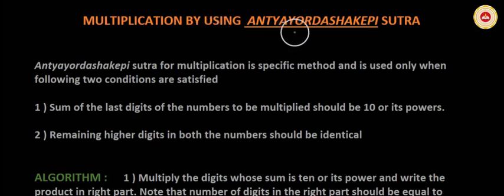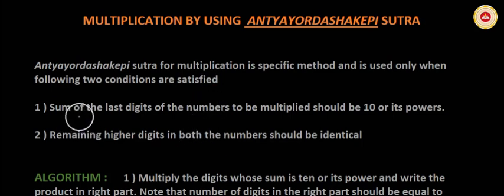Multiplication by using Antyor Dashakepi Sutra. Antyor Dashakepi Sutra for multiplication is a specific method and is used only when the following two conditions are satisfied. Friends, this is a specific method of multiplication and can be applied only when the given numbers satisfy the following two conditions.